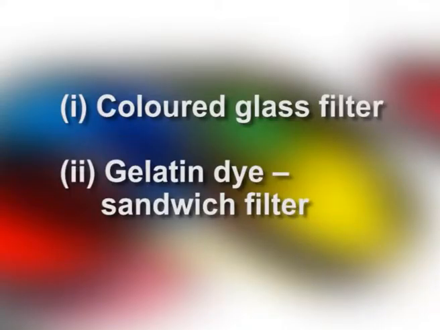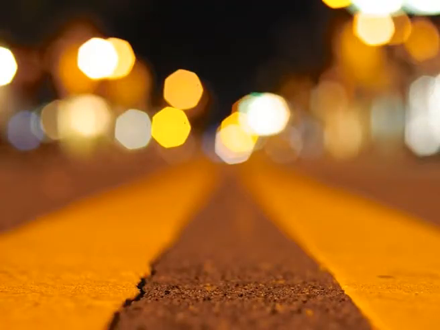Now, let us come to the different types of filters for photography. Generally, two types of filters are available: colored glass filter, gelatin dye sandwich filter. Another special type of filter often used in front of the lamp in color photography for special effect is called a lamp filter. A filter passes its own color while stopping its complementary colors to a varying degree.